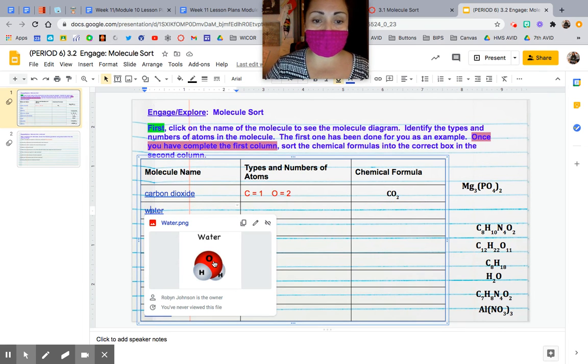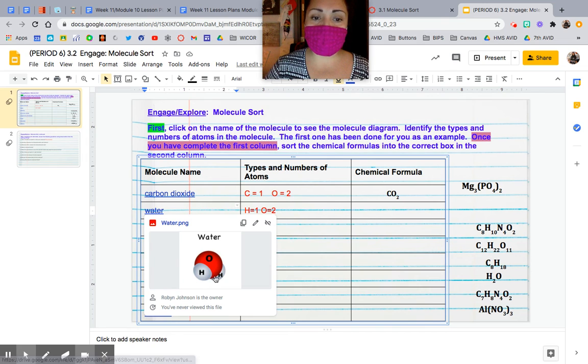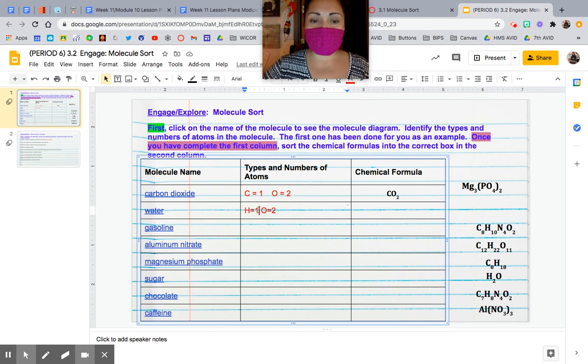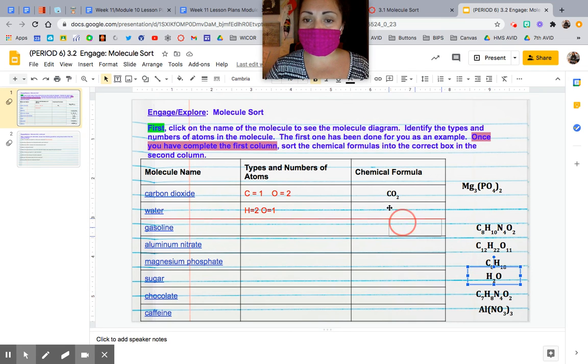Water, I'm going to look at it. I have 1 O, 2 H's. So I'm going to put maybe H has 2, H has 1, O has 2, and then I'm going to look over here and try to find, oh, H2O1. I think I did that wrong. I'm going to go back. 2 H's, 1 O. So I'm going to put 2 H's, 1 O, and now I'm going to go back and look. Oh, perfect. This one has H2 and 1 O, so I'm going to drag this right here.